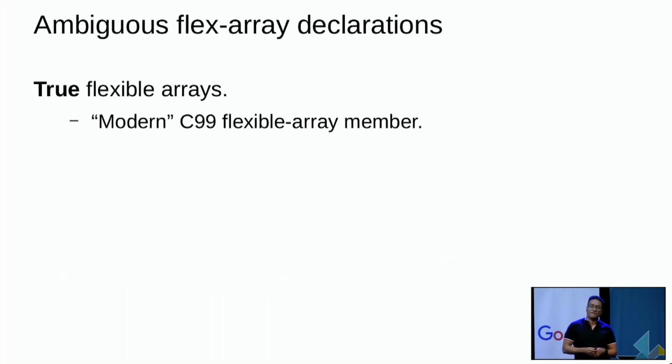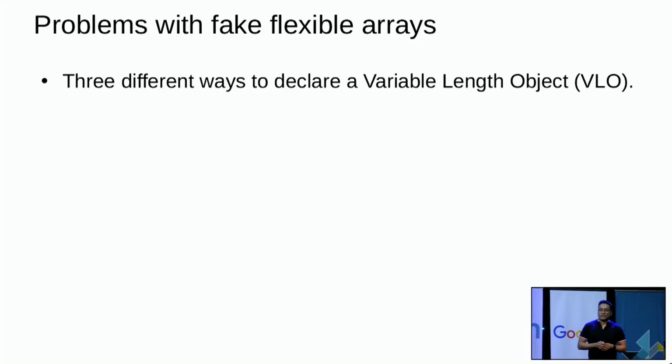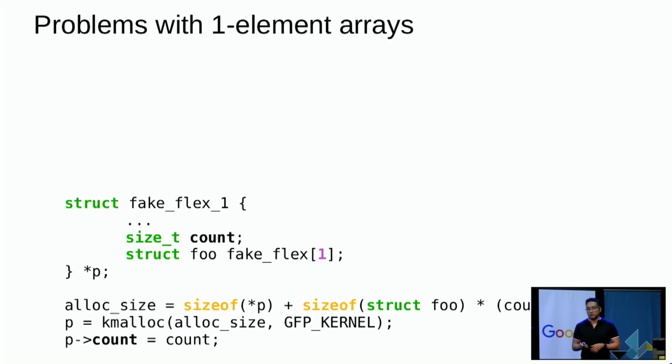Now, we have another way to declare this type of objects, which is a true flexible array. A true flexible array is a C99 flexible array member. So this is basically an array declaration with empty square brackets, right? There used to be some problems in the kernel with these declarations, because we had different ways to declare these objects. So that got us into some trouble.